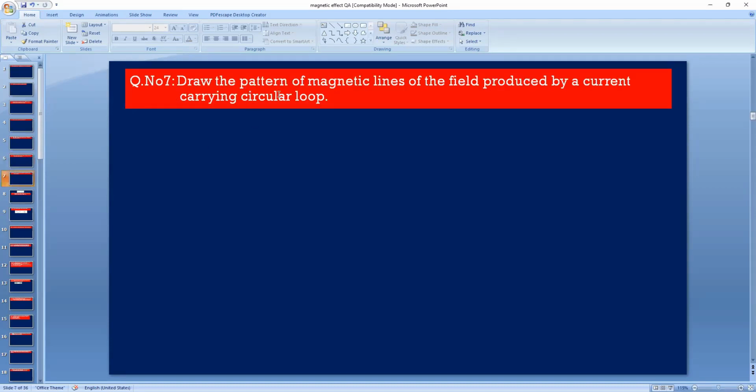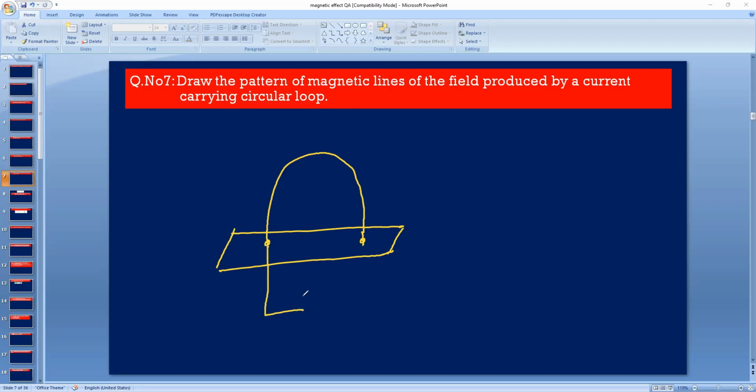Next question. Draw the pattern of magnetic field lines in the field produced by a current carrying circular loop. Take a copper wire, make it into a circle, a loop. Take a cardboard sheet, make two holes, insert the copper wire through the holes, and connect to battery terminals. Assume that current is flowing from positive terminal to negative terminal.